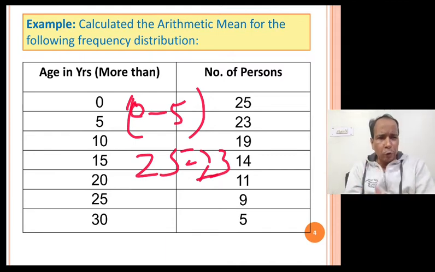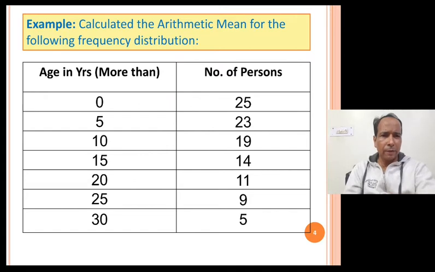Similarly, for the 5 to 10 class, more than 5 is 23 and more than 10 is 19. So, how many values are between 5 to 10? That is 23 minus 19. Similarly, for 10 to 15, more than 10 is 19, more than 15 is 14. So between 10 to 15 will be 19 minus 14. We can just reduce 14 from 19 and we will get 5. Right?